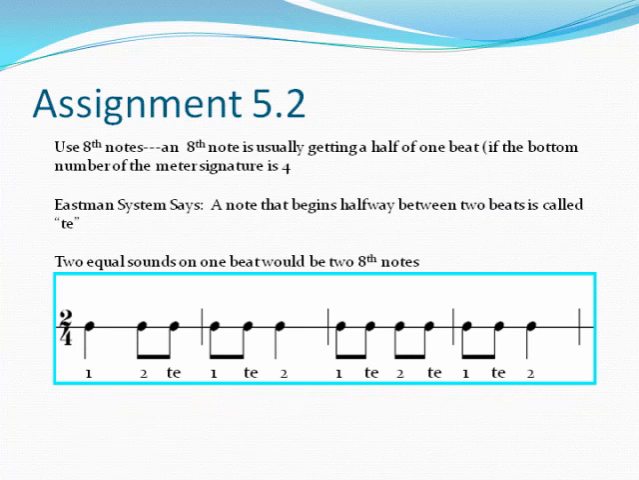Okay, so if we're trying to count this in rhythm to hear exactly what that rhythm is going to sound like, we're going to get our foot tapping: down, up, down, up, down, up. One, ready, count. One, two, tay, one, tay, two. One, tay, two, tay, one, tay, two.